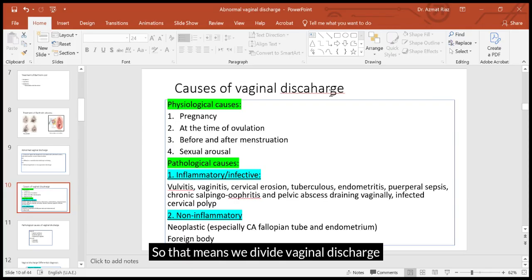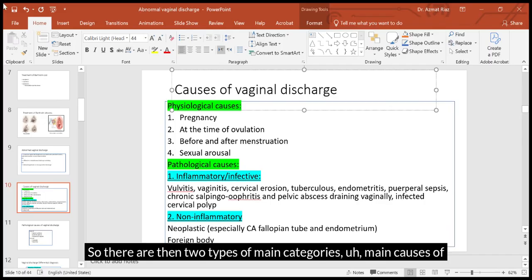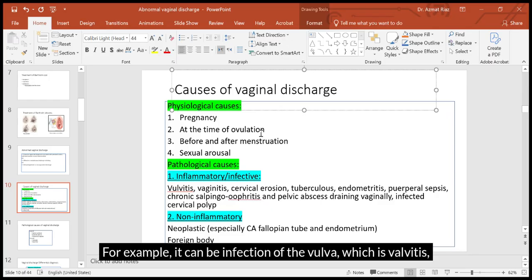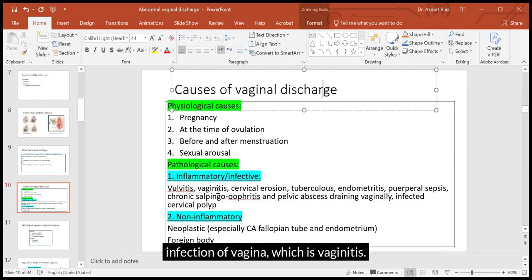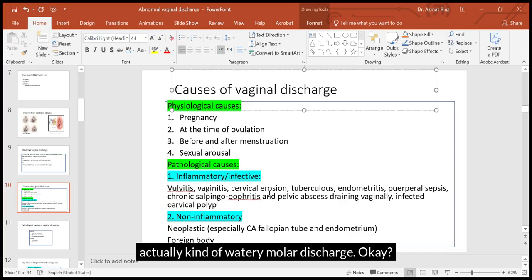So we divide vaginal discharge into two main categories of causes, which may be physiological or pathological. In physiological, one of the causes which I didn't mention earlier is pregnancy, and also the time of sexual arousal. Now, pathological causes can be inflammatory or infective, and non-inflammatory or non-infective. In inflammatory and infective, it can be inflammation and infection of any organ in the pelvis. For example, infection of the vulva, which is vulvitis, infection of the vagina, which is vaginitis. Cervical erosion is a normal phenomenon, but it is associated with more watery discharge.